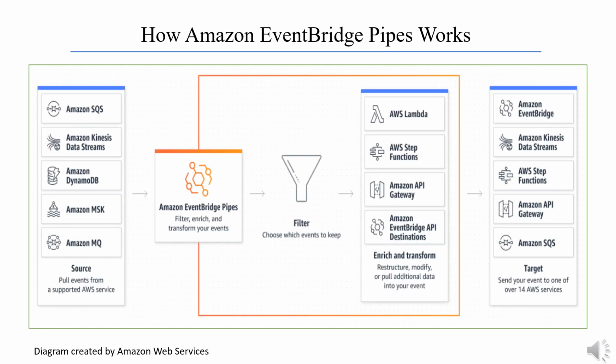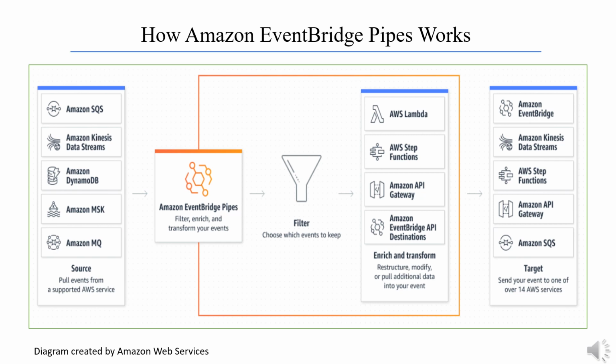Now let's see how Amazon EventBridge Pipes works in an application environment. Amazon EventBridge Pipes is a serverless point-to-point integration resource that helps you connect event producers to event consumers with optional filtering, enrichment, and transformation capabilities. The diagram is created by Amazon Web Services. It shows key features of Amazon EventBridge Pipes and integration with other AWS services and applications.